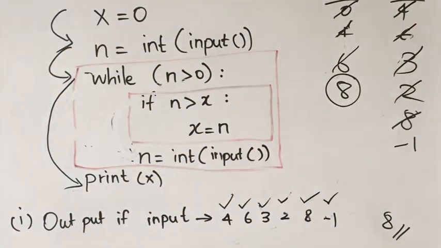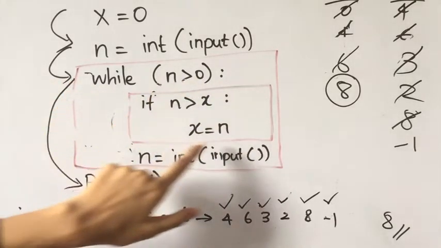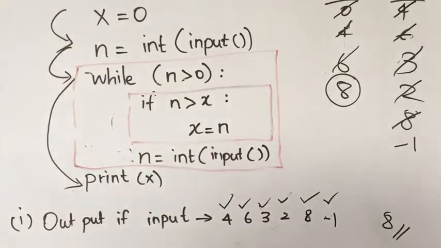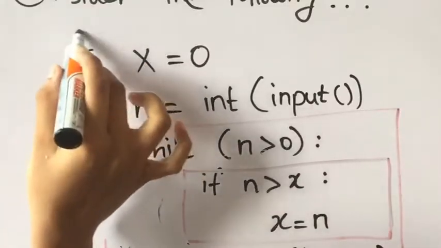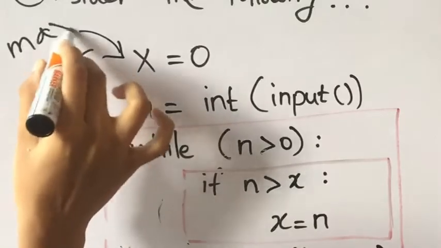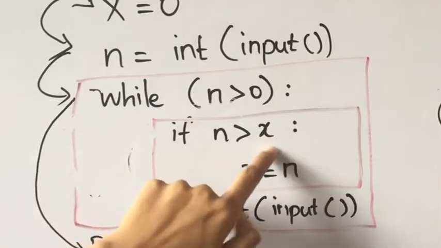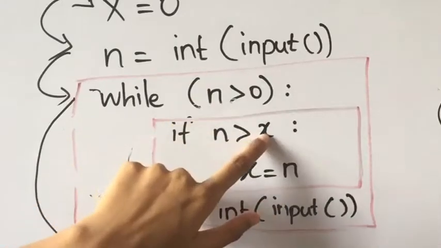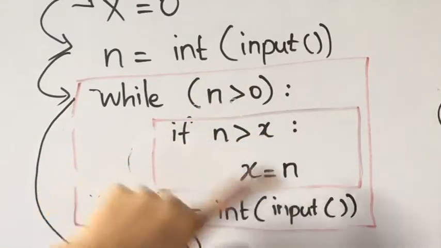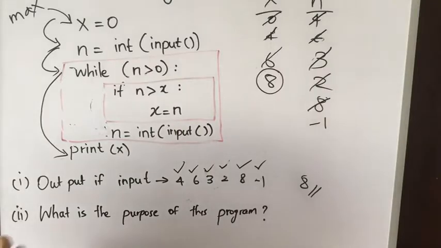So what actually happens is we are finding the maximum among all the user inputs. We're getting the inputs and finding the maximum here, right? This x is a variable to keep track of the max. We compare the user inputs with the max, and if the user input is greater than the max, then we assign that user input as the maximum. I think now you know what the purpose of this program is. It is to find the maximum number among the given user inputs.